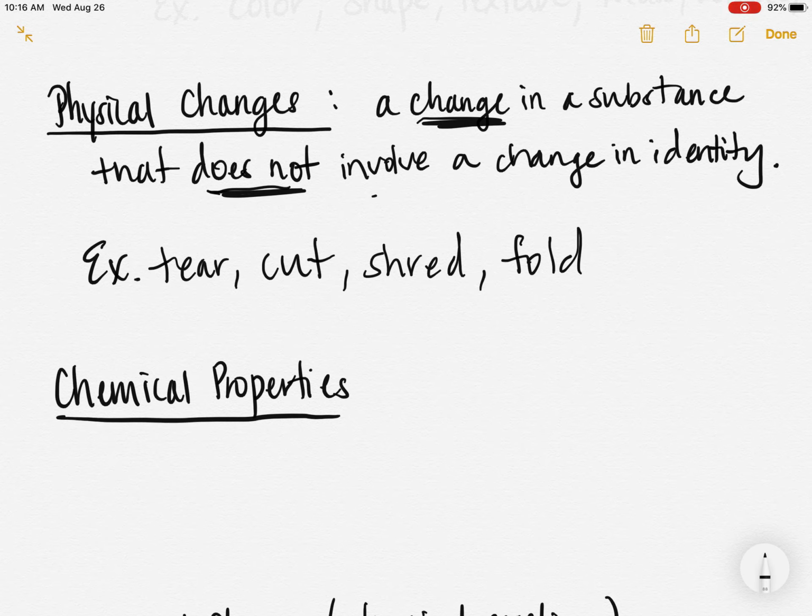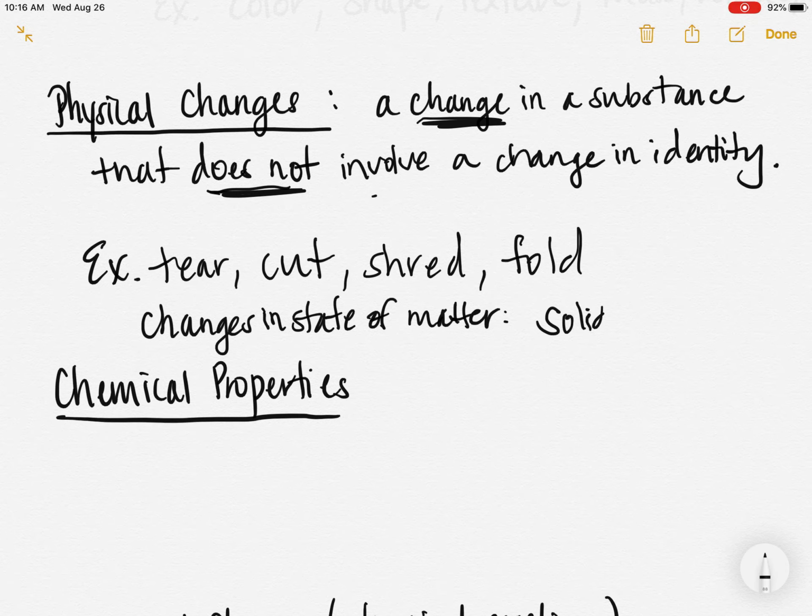A big one that I want to add to this is changes in state of matter. And what I mean by that is the states of matter we just talked about, like taking a substance that's a solid and turning it into a liquid. Well, that's the process of melting. So if we talk about an ice cube, for example, which is solid H2O, and I were to melt it, well, it's going to look different, but it's still H2O. It's just in the liquid form. So because the identity of the substance has stayed the same, that's a physical change.